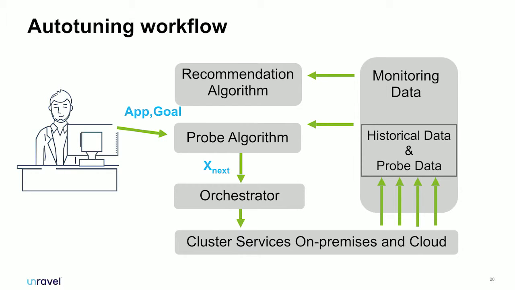At any stage of the cycle, the algorithm can take user feedback and change its course if necessary. The orchestrator is simply the part of the system that takes the recommendation that we have generated and automatically submits it to the cluster so that it starts another run.